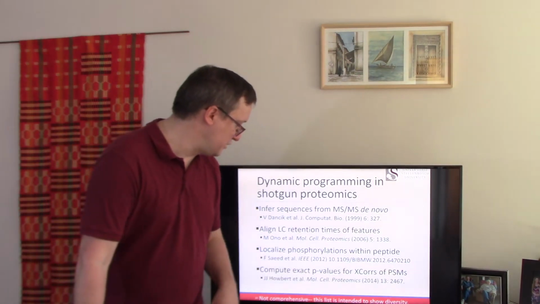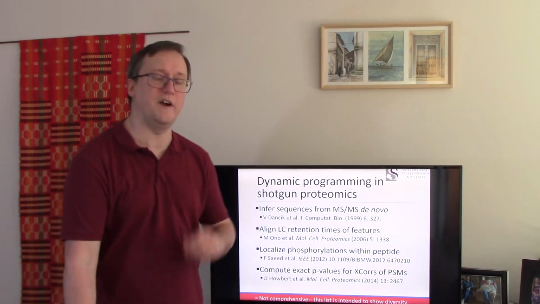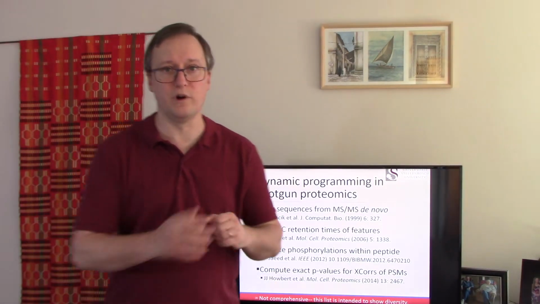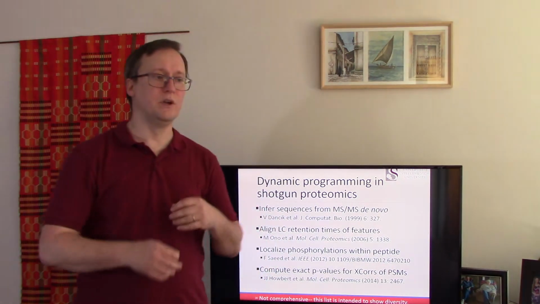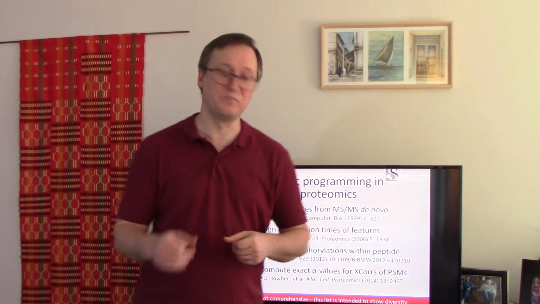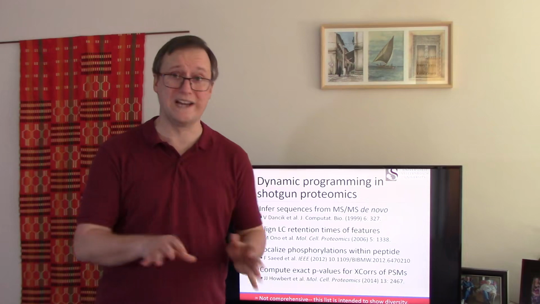And recently, Bill Noble's group, J.J. Howbert, published this article on finding the way to translate a cross-correlation score for this particular peptide sequence, or for that matter, all possible peptide sequences for a given spectrum, to translate the distribution of XCorr scores into p-values using dynamic programming. So obviously this technique is very widely applicable.